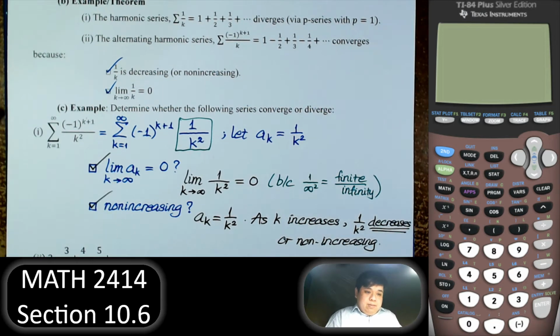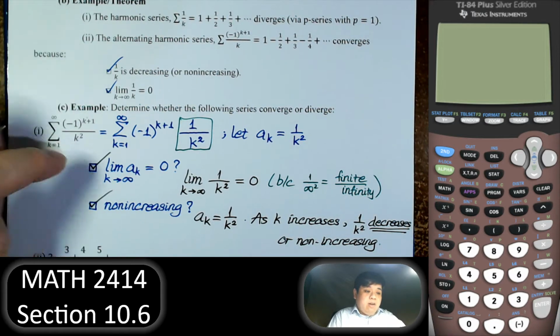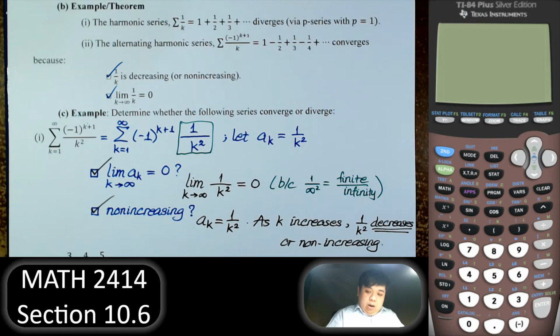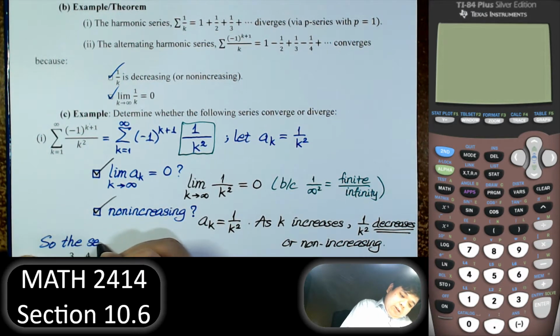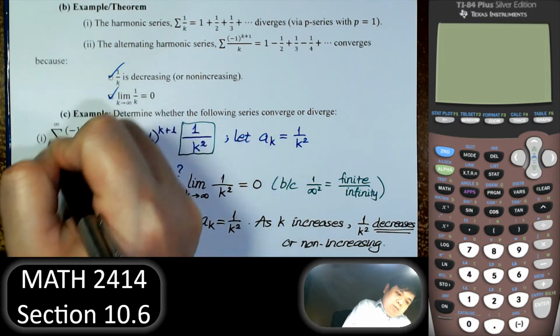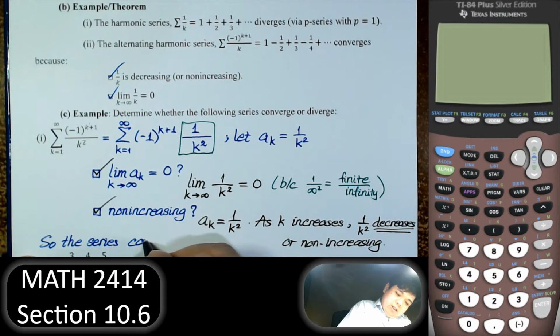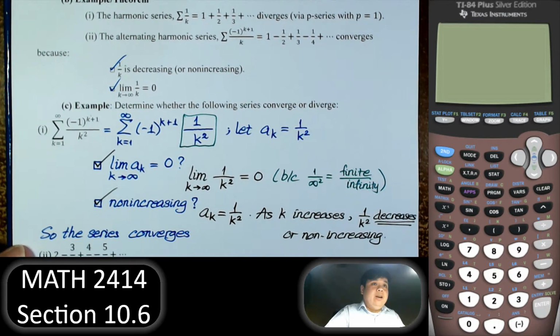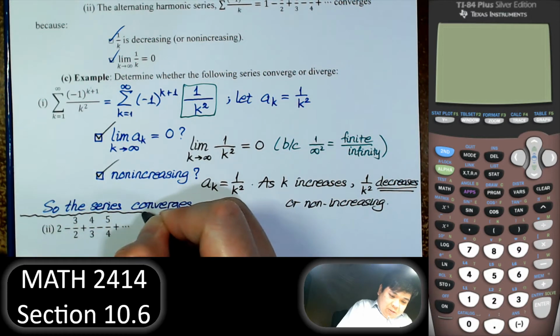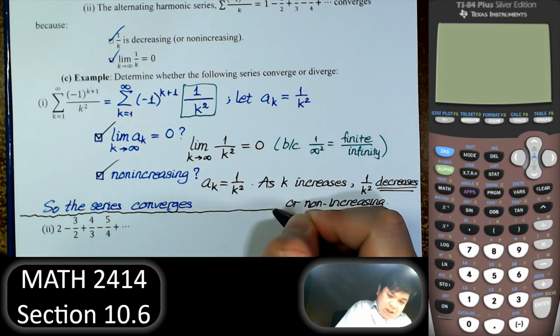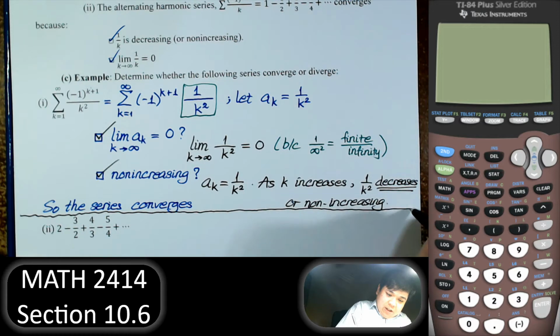Right. So both of these are satisfied. The series converges. I'm talking about this one converges. Right, so simple enough. There's just only two criteria that we need to worry about.